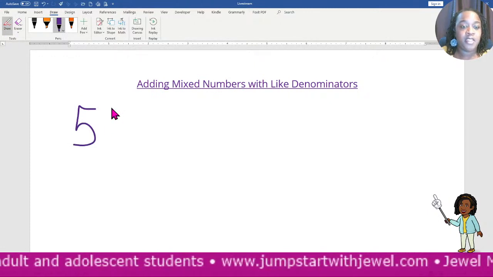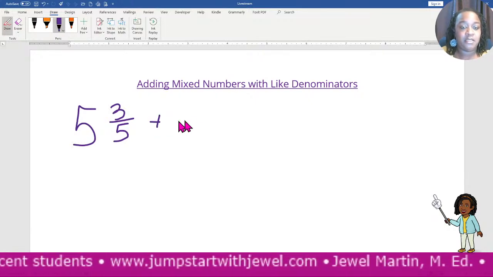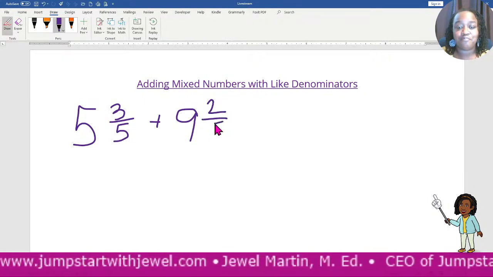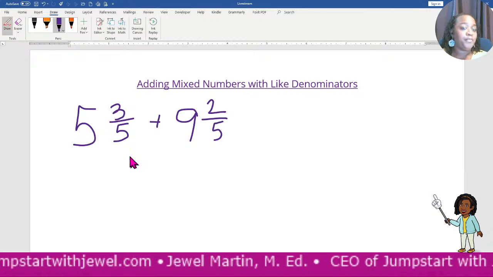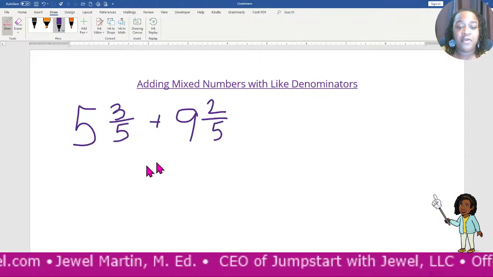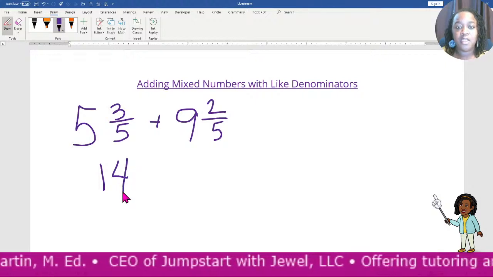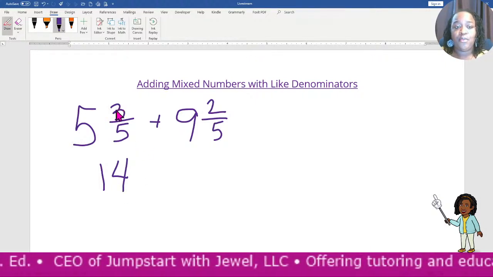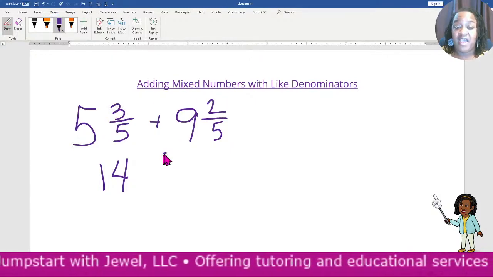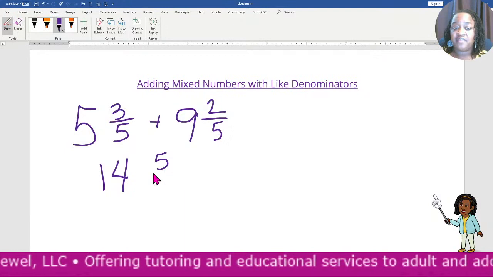So, let's try, here's one. 5 and 3/5 plus 9 and 2/5. So once again, we're going to add these two together. Add the whole numbers first. 5 plus 9 is 14. Then we're going to add 3 plus 2. 3 plus 2 is 5. And then the denominator is 5, so we keep it.